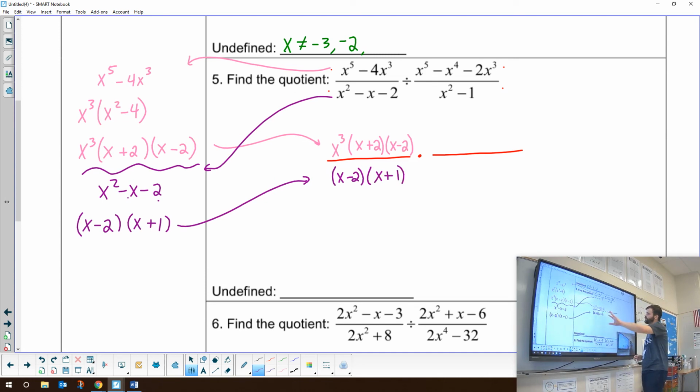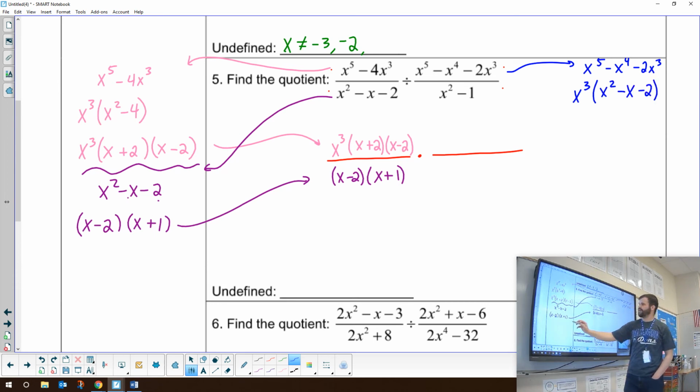Okay, now we're going to factor my other fraction. So starting off, let's take the top over here, and let's factor it. We have x to the 5th minus x to the 4th minus 2x cubed. So first step, we are going to factor out an x cubed as my GCF. That leaves me with x squared minus x minus 2. Hey, I think we've seen this before. So we know how to factor this. It's just going to be x cubed times x minus 2 times x plus 1.